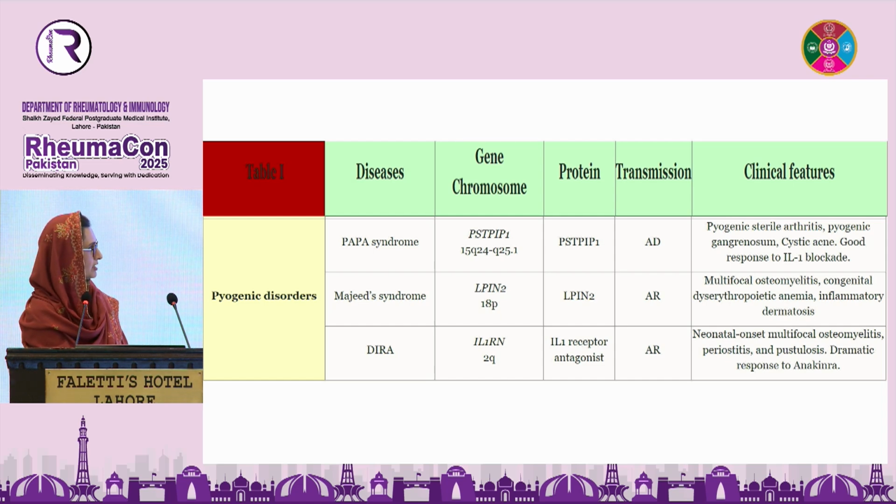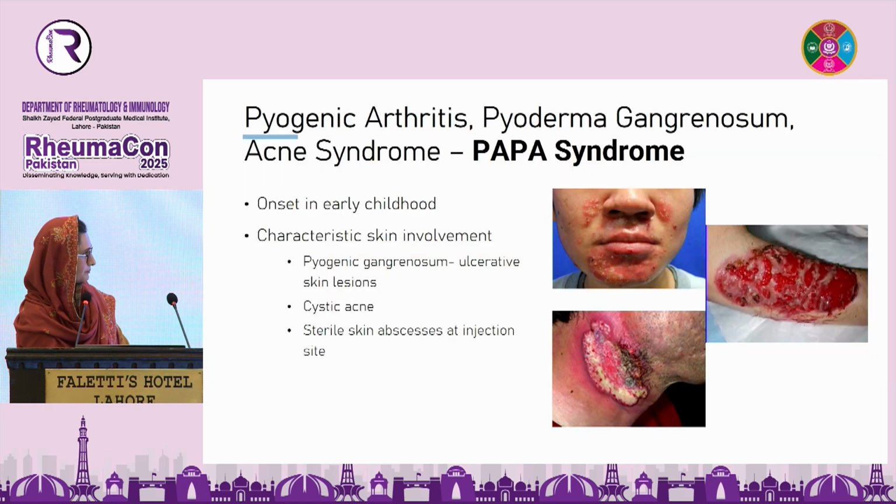Next, we have pyogenic disorders in which we have PAPA syndrome, we have Majeed syndrome, DIRA, DITRA, and a couple of more. So the hallmark of this group is pyogenic inflammation. Patients present with pus formation, either in the joints or in the bones or in the skin. However, if you culture them, there would be no bacterial organism found.